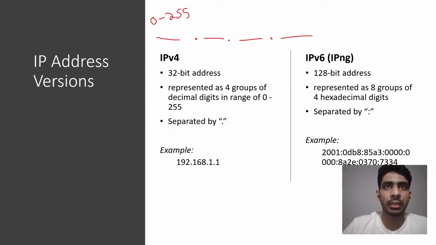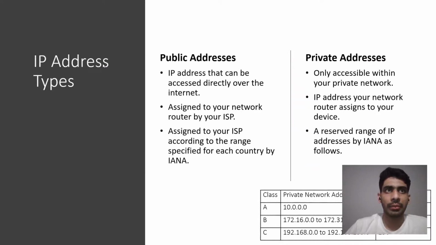And next slide. Okay, we have IP address types. There are 2 types of IP addresses according to their public and private domains. Public addresses are used to address any device or host over public networks such as the internet. But private networks are only accessible within that private network. So we can have multiple private networks using the same range of IP addresses. These 2 types of addresses are completely separated.